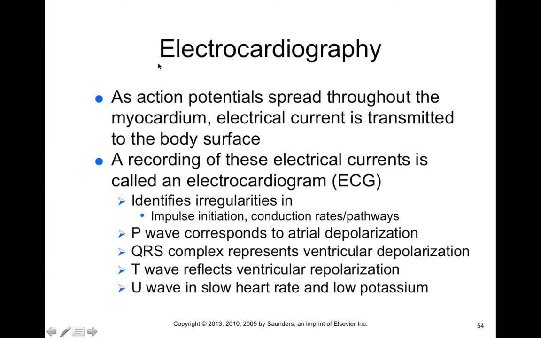Now, earlier we talked about the EKG or ECG, which is electrocardiogram, and there are different waveforms like P, QRS, T, and U wave. The P wave corresponds with atrial depolarization. QRS wave corresponds with ventricular depolarization. T wave is ventricular repolarization, and a U wave can occur during slow heart rates or during certain electrolyte imbalances like low potassium levels or hypokalemia.